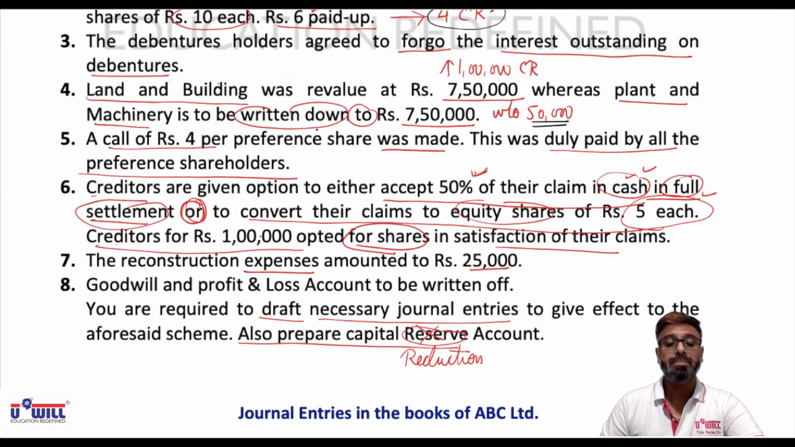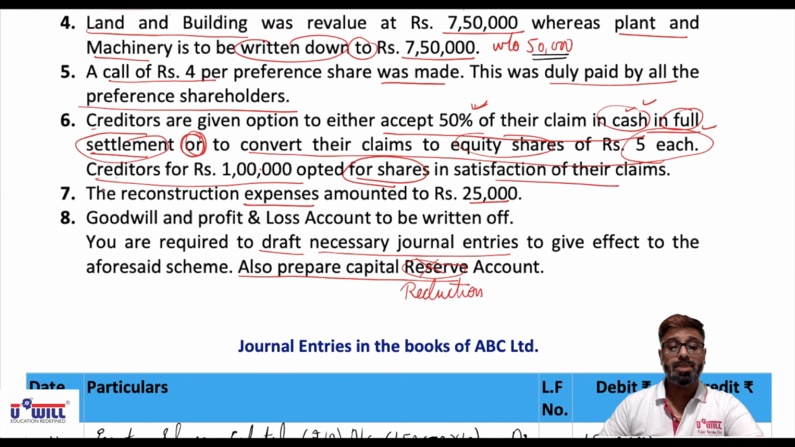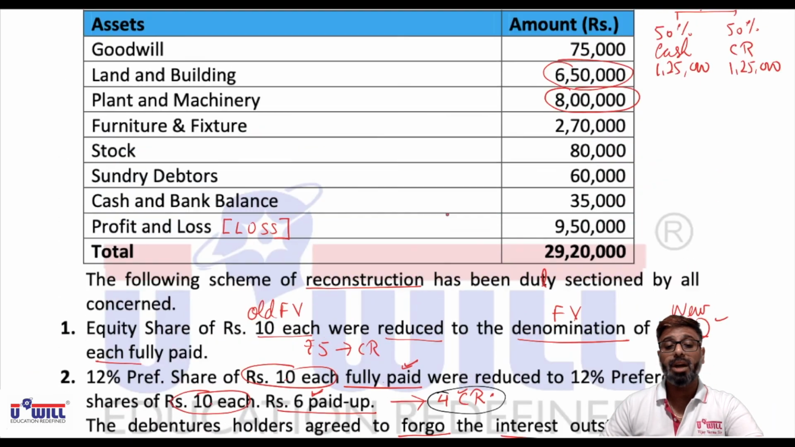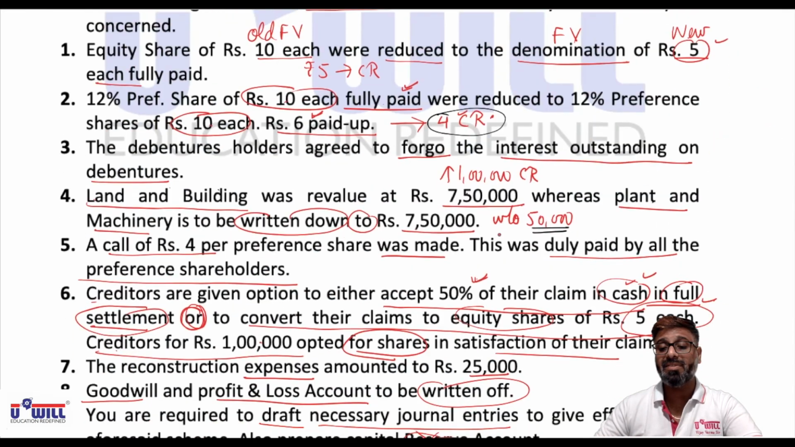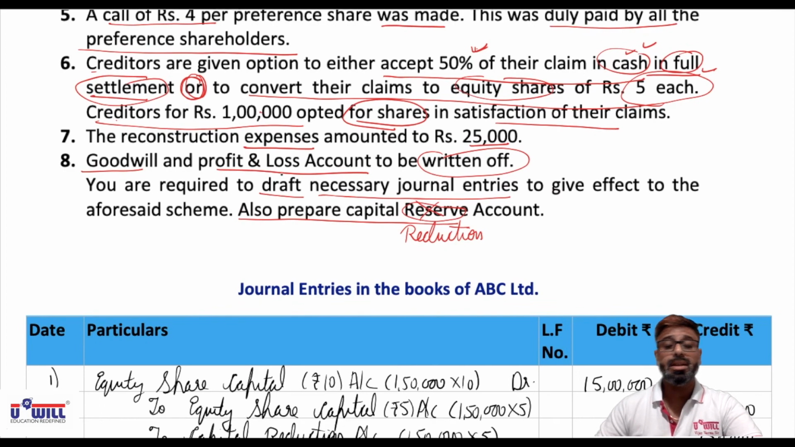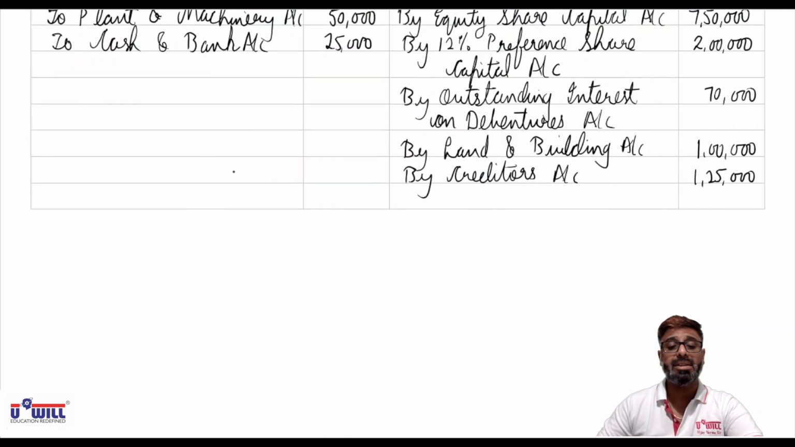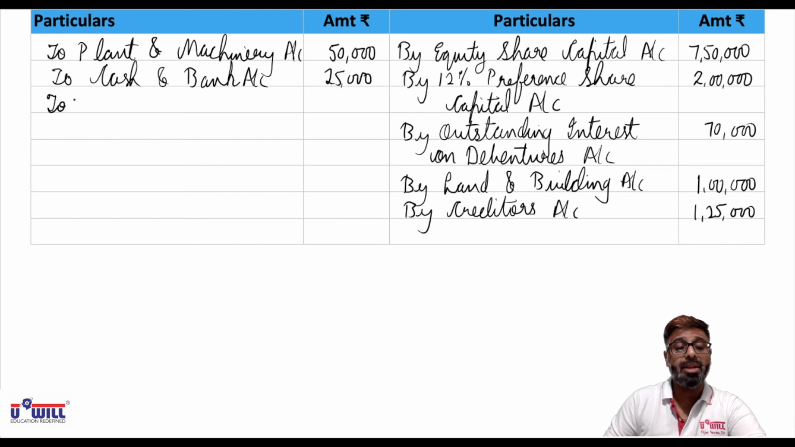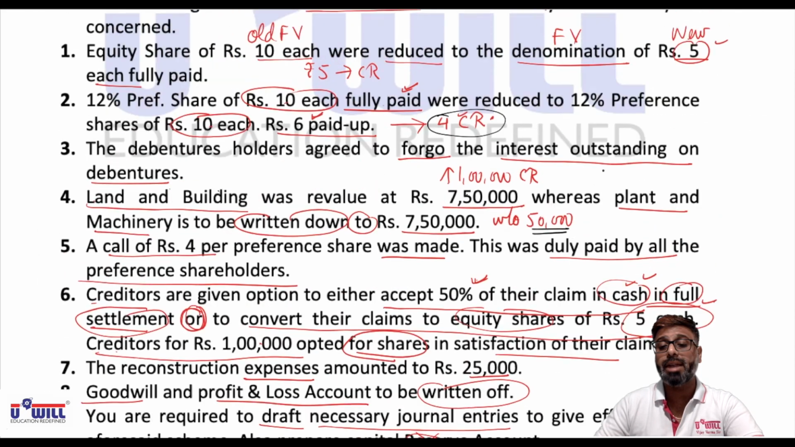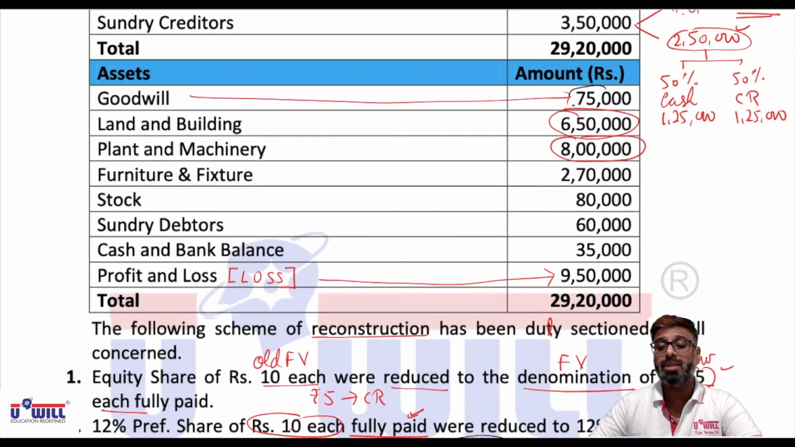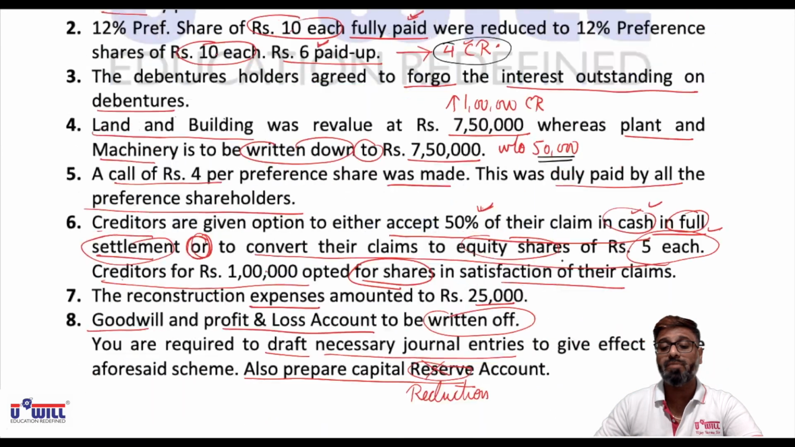Next, last adjustment, goodwill and profit and loss account to be written off. How much is goodwill? 75,000. And how much is profit and loss account? 9,50,000. First, let us do the posting because the remaining amount will transfer to capital reserve and then we'll pass a combined entry including the surplus transfer to capital reserve. So to goodwill account, what is the amount we will transfer to goodwill? Write off goodwill? Full amount 75,000 and 9,50,000 of P&L.